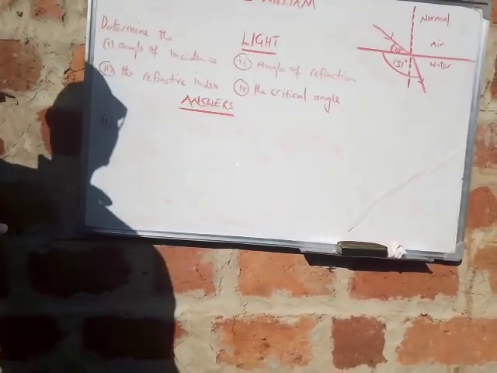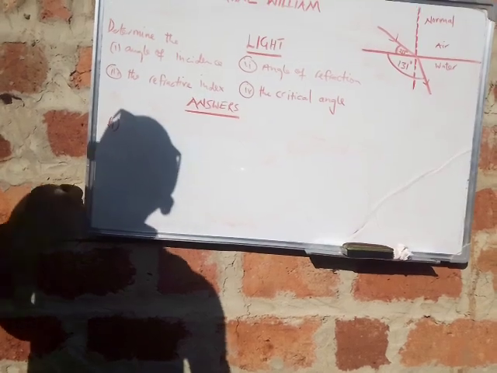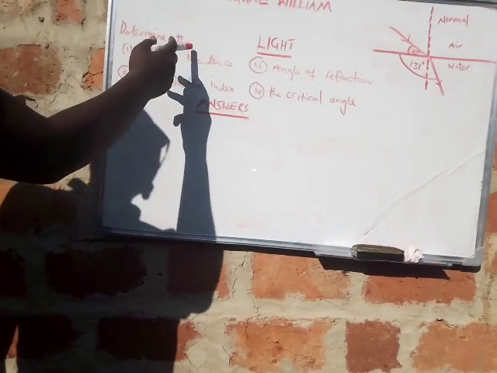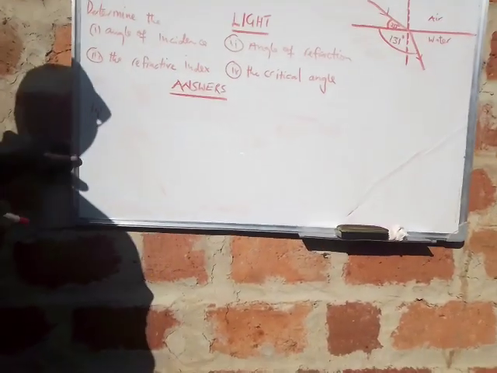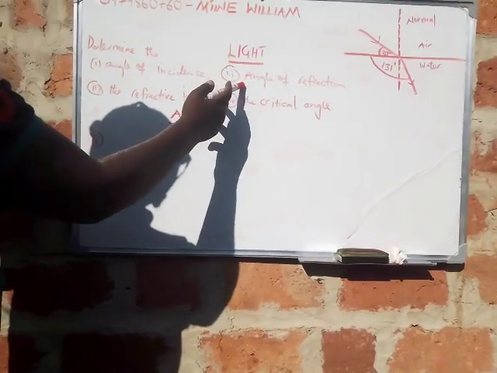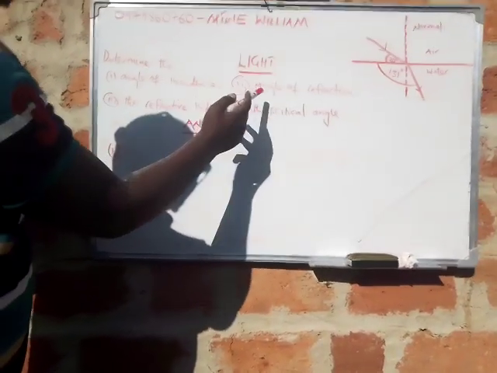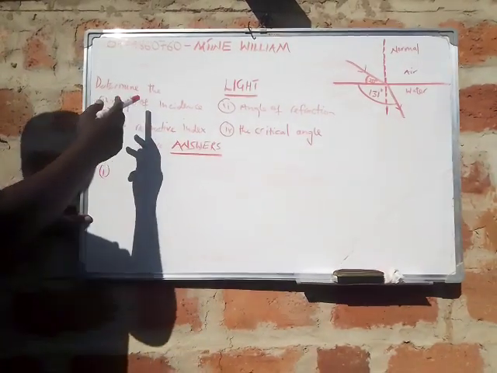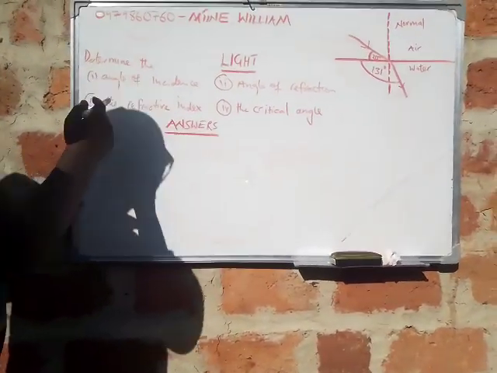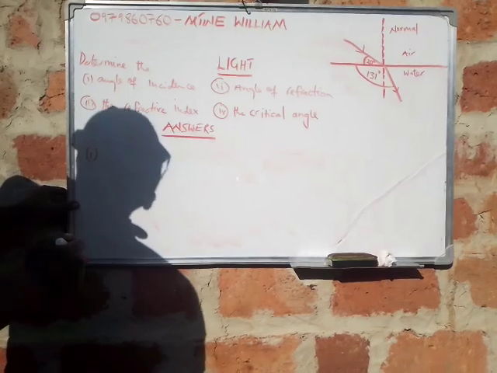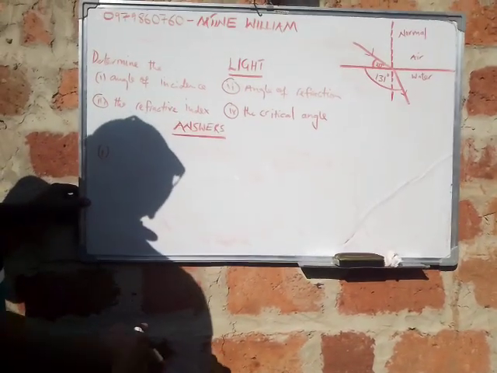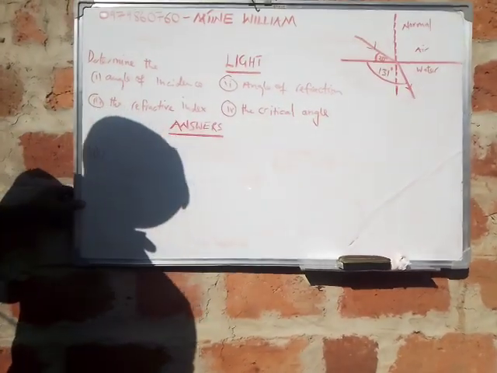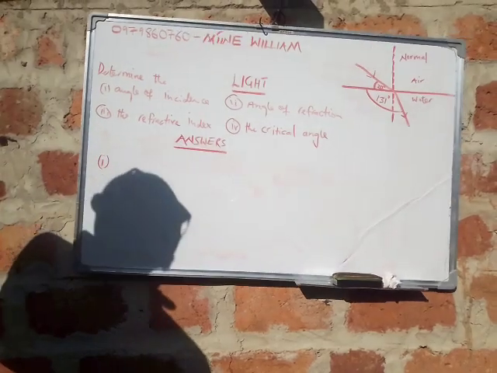Let's answer the following questions. Number 1, determine the angle of incidence. Number 2, determine the angle of refraction. Number 3, determine the refractive index. Then number 4, determine the critical angle. We need to calculate all these today.